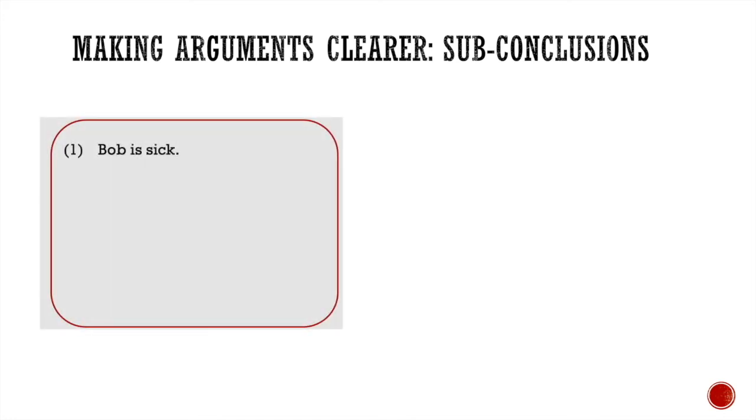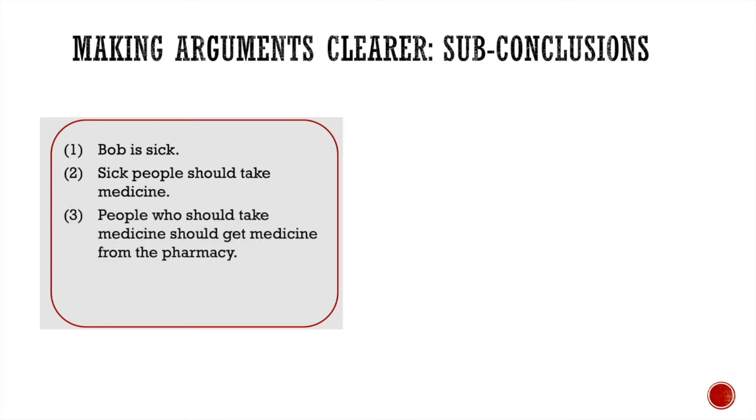So take a simple example of this. Premise 1, Bob is sick. Premise 2, sick people should take medicine. Premise 3, people who should take medicine should get medicine from the pharmacy. Conclusion, therefore Bob should get medicine from the pharmacy. So this argument has 3 premises and 1 conclusion. If you just have a single conclusion, then you're saying that all the premises are needed to get to the conclusion.